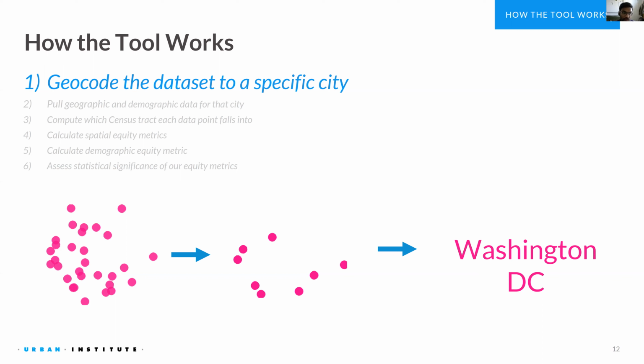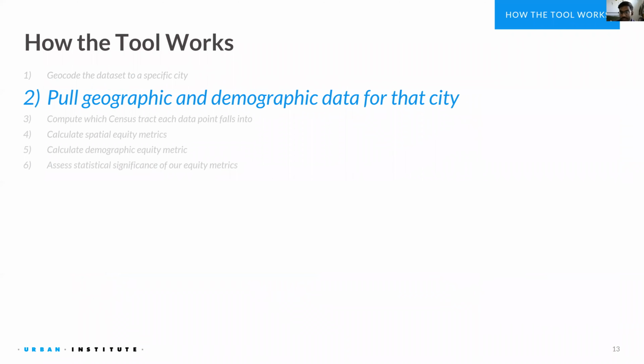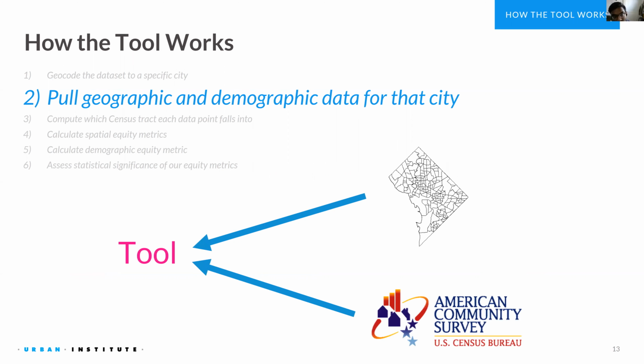And then next, it would pull the geographic and demographic data for that city. In this case, we pull all of that geographic and demographic data from the American Community Survey. Specifically, right now, the tool uses the 5-year ACS ending in 2017. But we essentially pull all of the census tracts for that particular city from the American Community Survey, and then a couple of demographic pieces of information about the socioeconomics of every single one of those census tracts.